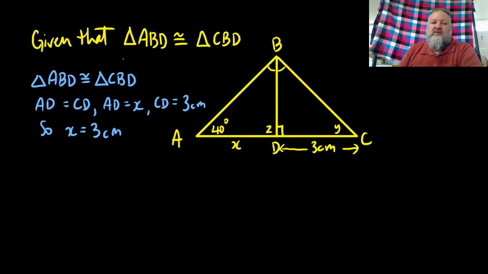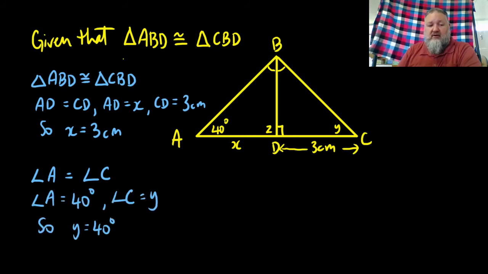All right, let's work out the angle for y, which is this angle over here. What will this one be? Given that the triangles are congruent, angle A, which is this angle here, is equal to angle C. Angle A is 40 degrees, angle C is y, so y is equal to 40 degrees.